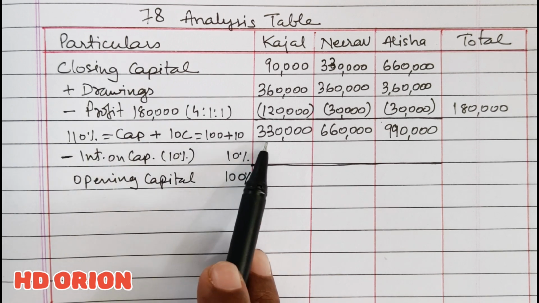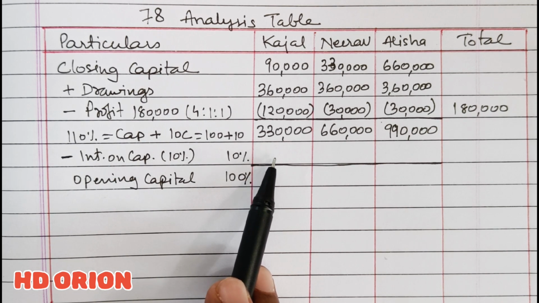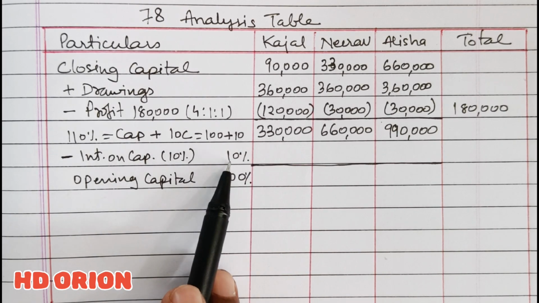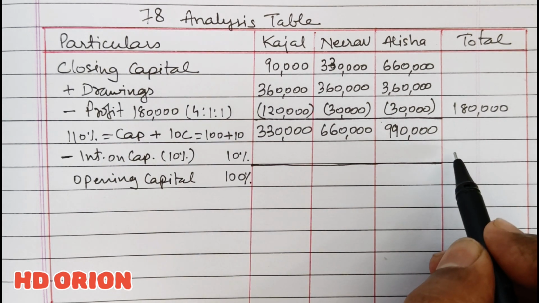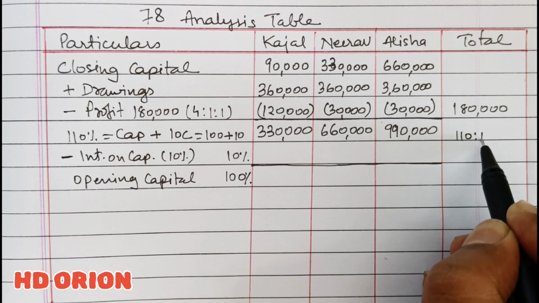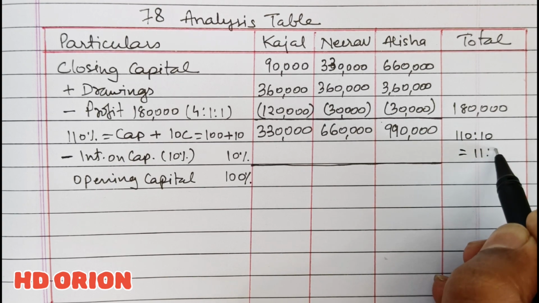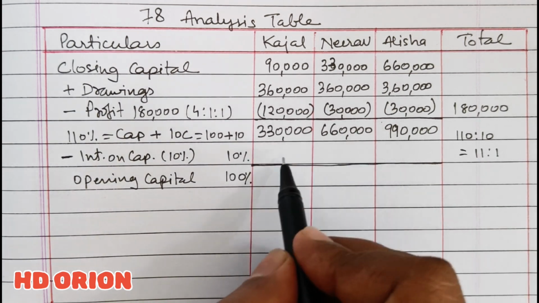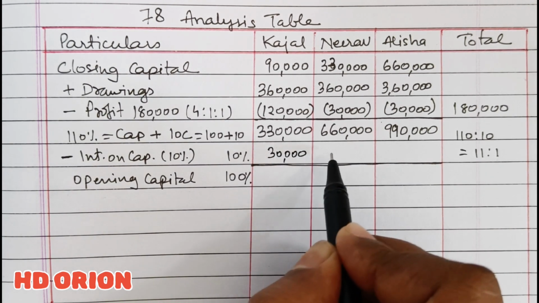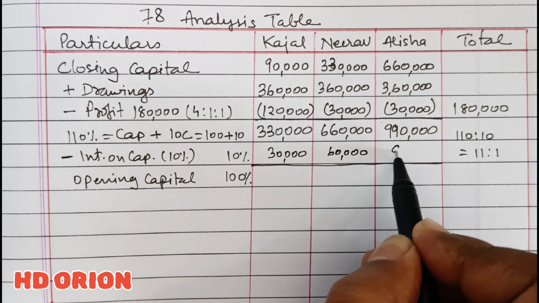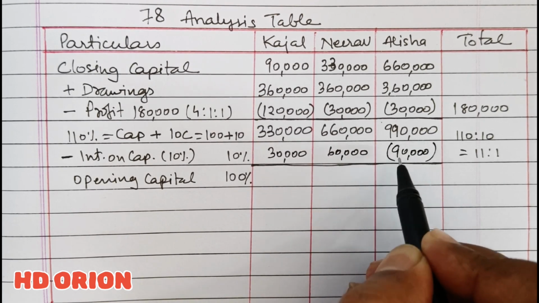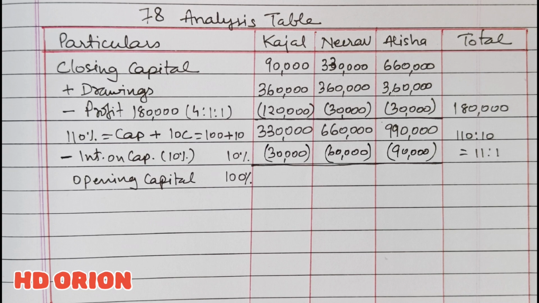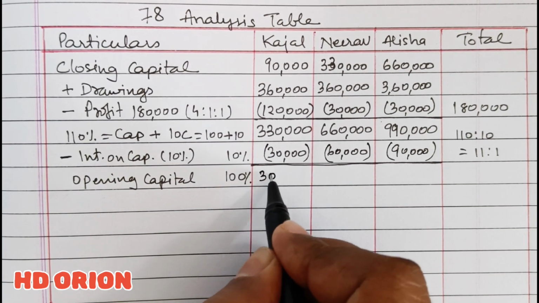Fine. So from 110%, in order to get 10%, that is interest on capital, you just have to divide it by 11, because it is 110 and 10. What is the ratio you get? The ratio you get is 110 is to 10, that is equal to 11 is to 1. So you divide it by 11, you will get 1. Fine. So when you divide it by 11, it is 30,000 rupees. It is 60,000 rupees and it is 90,000 rupees. Because this has already been given to the partners, we need to deduct it to calculate the opening capital. Now you get opening capital 3 lakh.